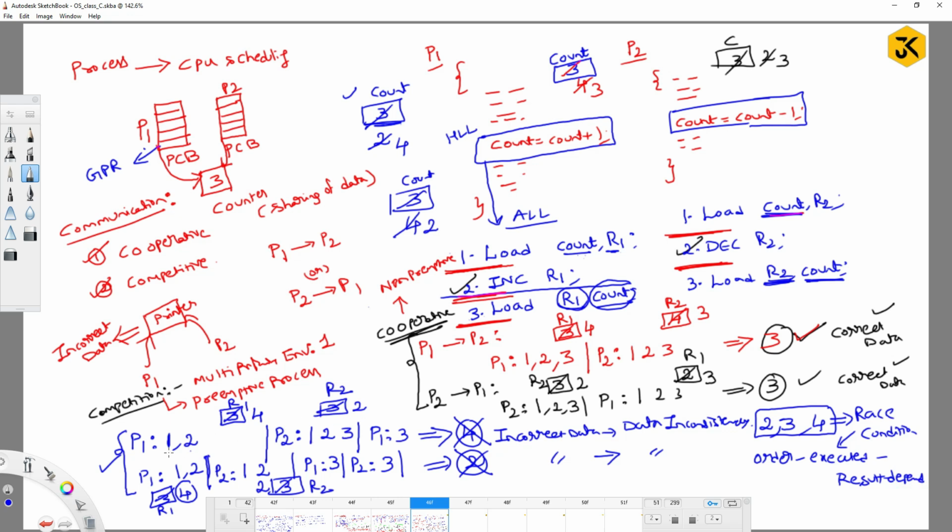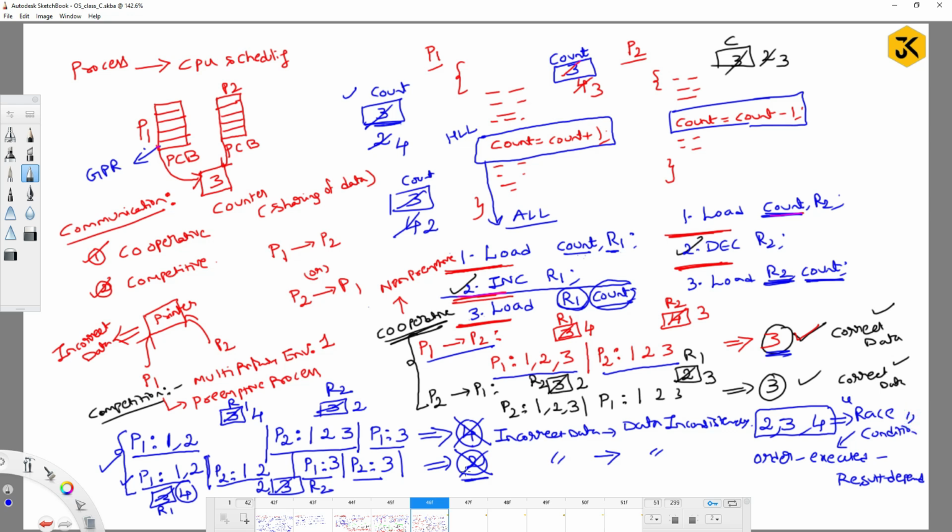Because here the instructions are executed P1 1 2, P2 1 2 3, P1 3, you got 4 as the answer. In this particular situation, P1 1 2, P2 1 2, P1 3, P2 3, you got the result as 2. Here the case is P1 is completing instructions 1 2 3 directly, P2 is executing instructions 1 2 3 directly. That's the reason you got the result as 3. Right? Based on the order in which you are executing the instructions, your result is going to depend. This kind of condition we call a race condition.